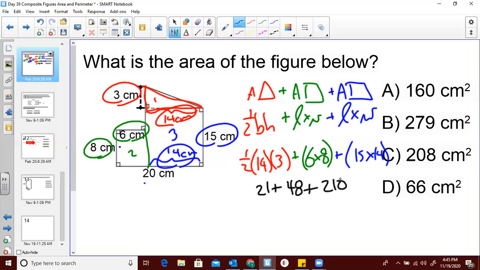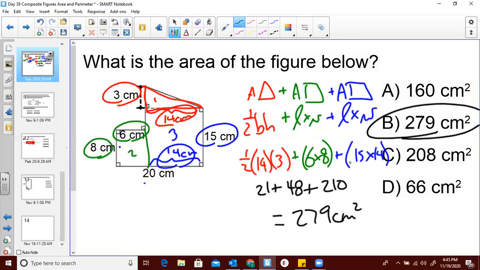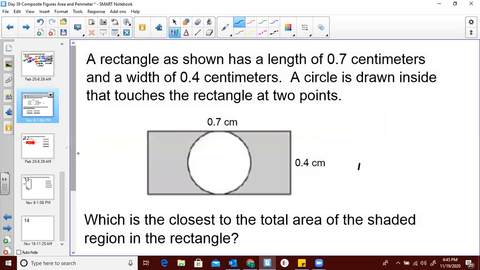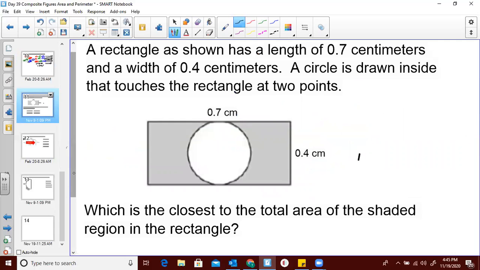And that's going to equal 279 centimeters squared. And our answer is B. You'll notice that all of our areas are squared. All right, this guy. This is an ugly problem. It's got ugly numbers, but it pretty much gives you all of your information.